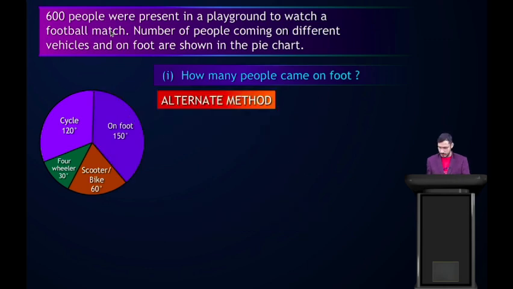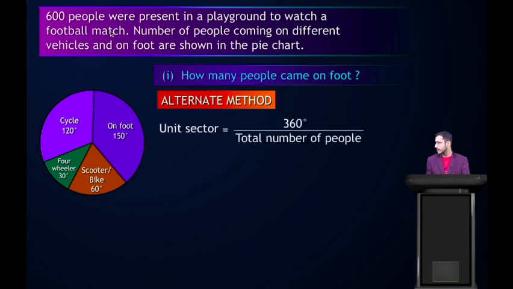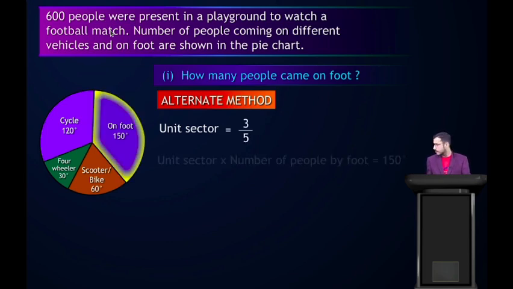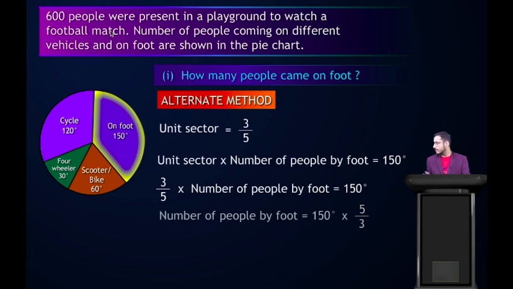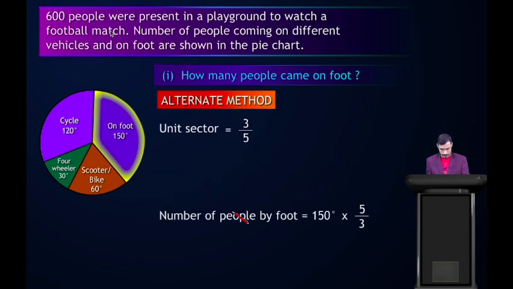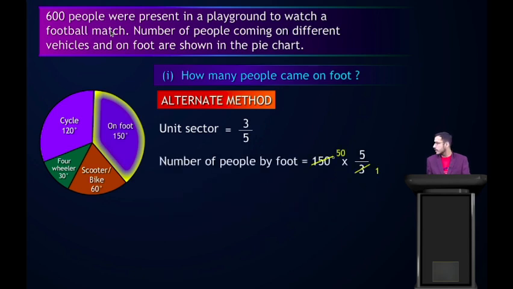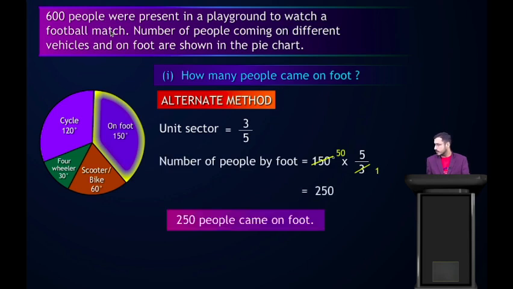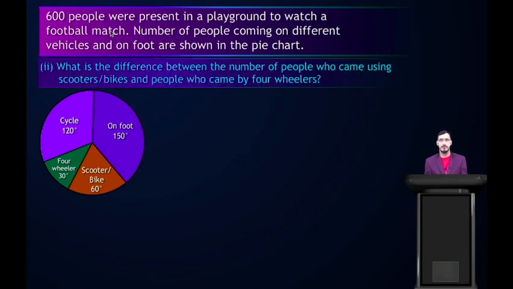Now the second one, we have an alternate method, that is we find the unit sector, and unit sector means 360 degree and the total number of people. So 360 degree divided by 600, so we got here 3 by 5. So the unit sector is 3 by 5 here. Now unit sector into number of people by foot equal to 150 degree, and when we find the number of people by foot, so 150 into 5 by 3, that is 250. So 250 people came on foot.